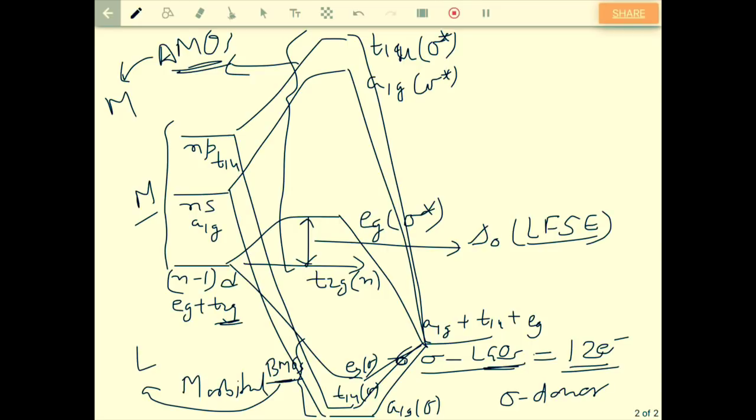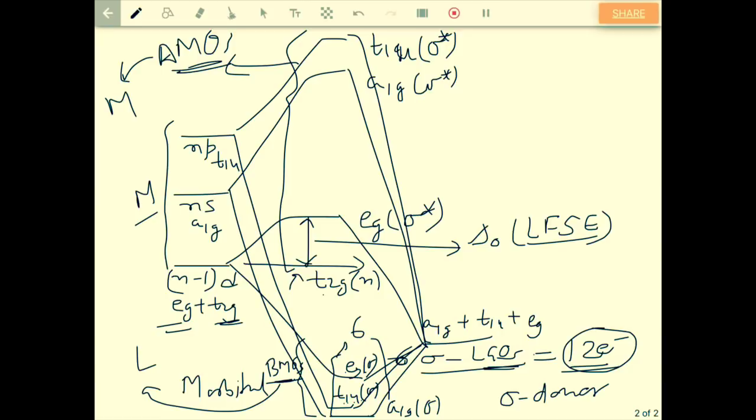All the 12 electrons of the ligand are filled in. 1, 2, 3, 4, 5, 6, 7, 8, 9, 10, 11, 12. These are 6 orbitals, so all the 12 electrons of the ligand are filled in these bonding MOs. And the metal electrons will now start filling in the metal orbitals, the orbitals having metal-like character.